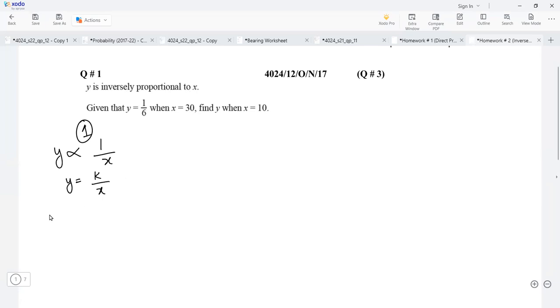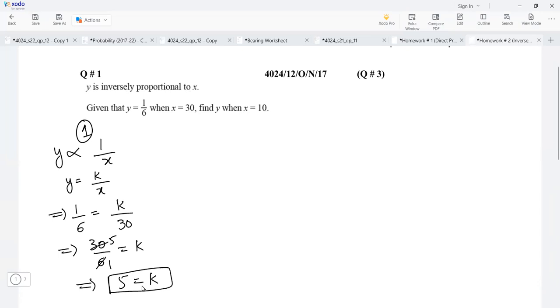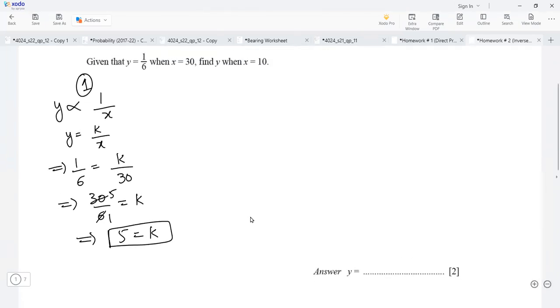When y is 1 over 6, we replace y with 1 over 6 equals k divided by x, where x is 30. When we cross multiply, 30 times 1 is 30, so 30 over 6 equals k. Basically, 6 times 5 is 30, so k equals 5. Next, we replace the value of k into the equation connecting y and x. It becomes y equals 5 divided by x. This is the equation connecting y and x, or the expression for y in terms of x. Both are the same thing.